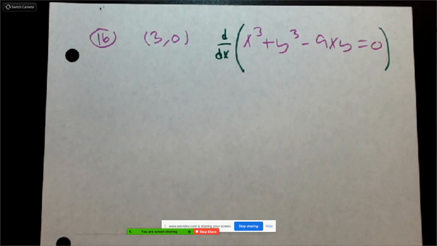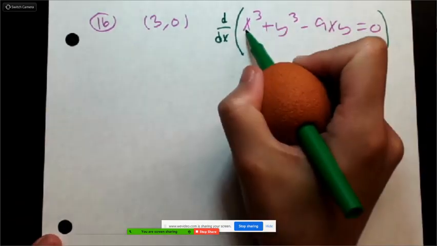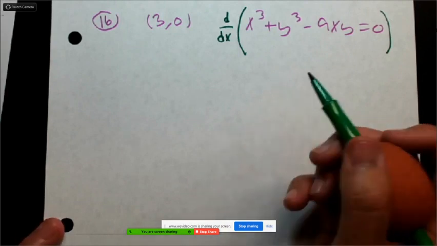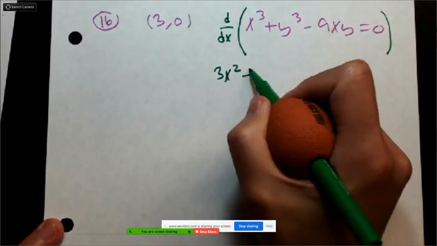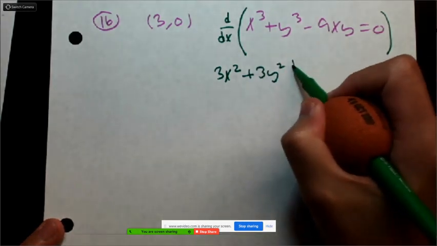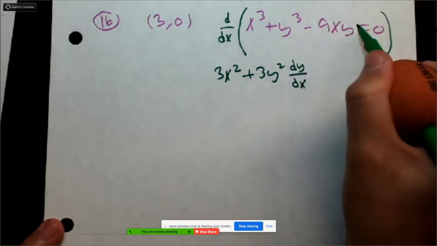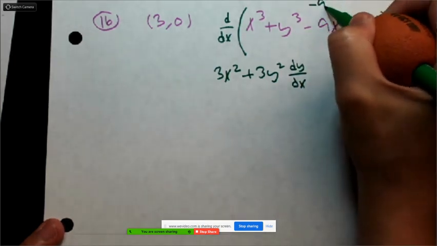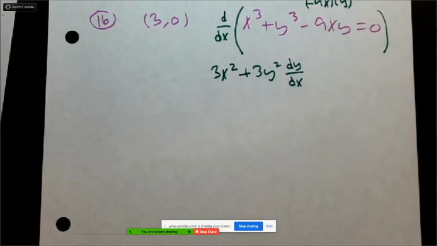All right, let's see if you have what I have. Should I show the step by step or go all the way to dy over dx? What do you guys want? Step by step, got it. X cubed has derivative of 3x squared. Are we okay with that? And y cubed has derivative of 3y squared, but what must we add? Dy over dx. And if you notice on this guy right here, I'm going to rewrite this guy as negative 9x, put that in parentheses, and also the y in parentheses.